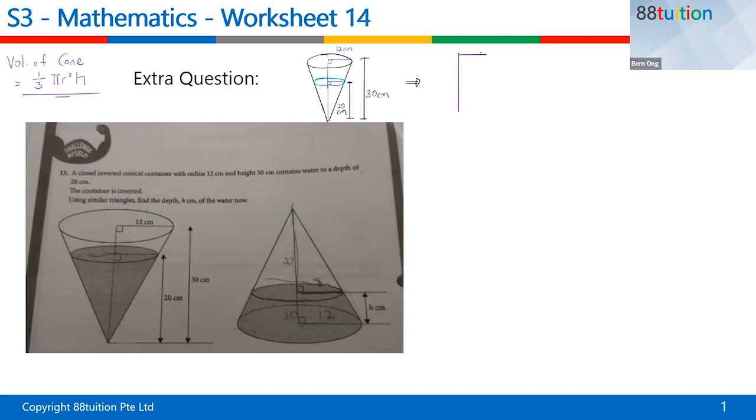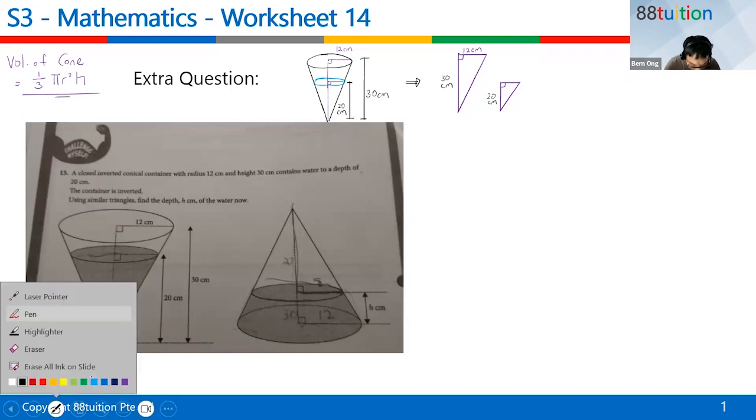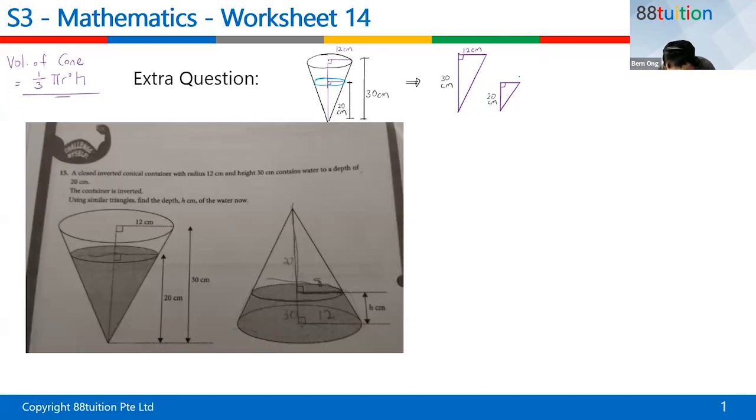All right, the big triangle like this versus the small triangle like this. I purposely draw it out so that you all can see a little bit more clearly. Okay, the 90 is here. They are similar triangles. Down here is 12 cm. Down here is 20. And down here is 30 cm. The only thing that I don't know is this portion here, which is like the radius of the water.